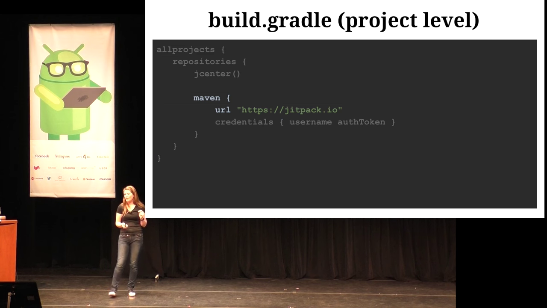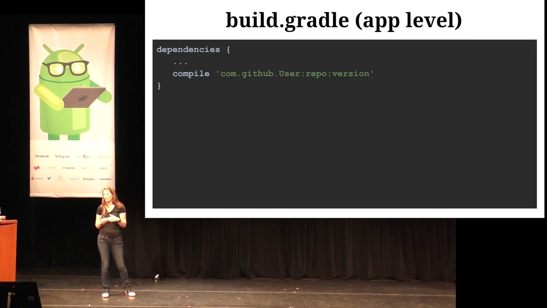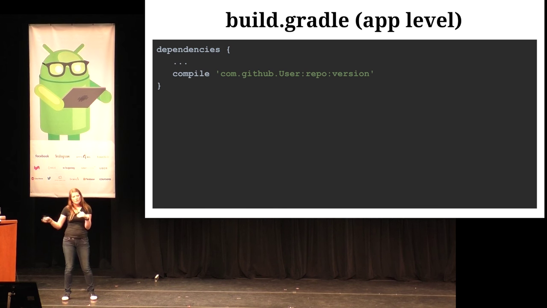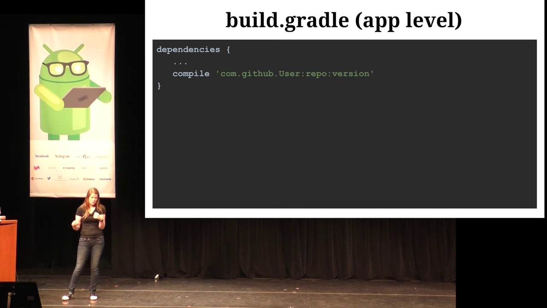And then the build.gradle at your app level for the shell repository, you set your compile definition as, for me, it would be com.github.your username, then colon the repo name you're using, and then colon the version that you want to use. So in our example, what that looks like is this.